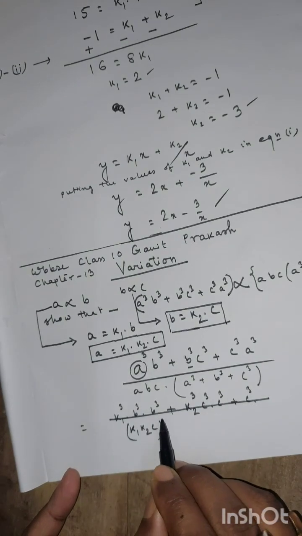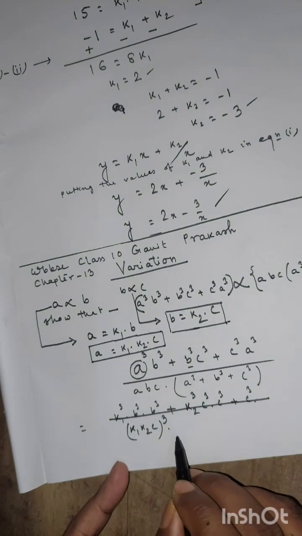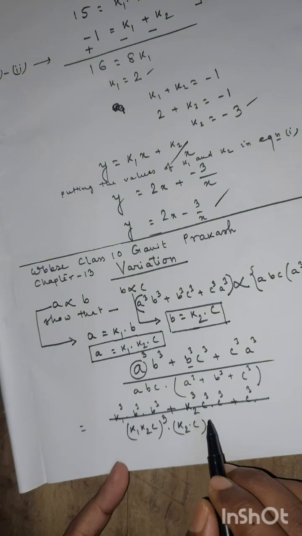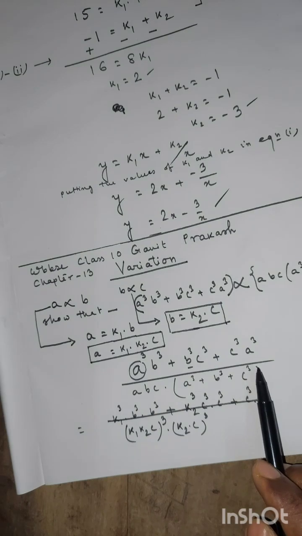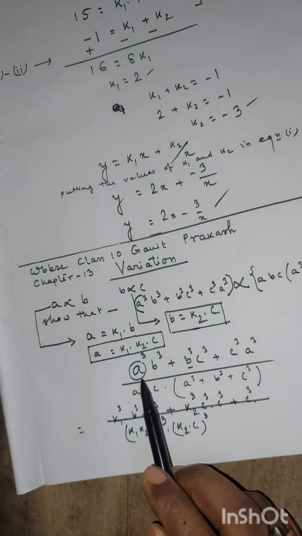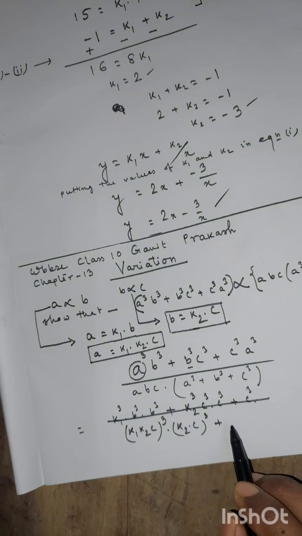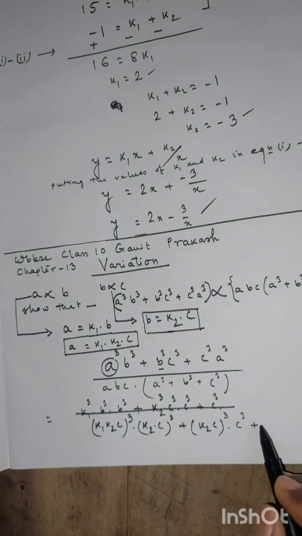And cube into, in place of B we can put K2C and a cube. So in this expression we have put the value of A and B, plus in place of B, in place of A.